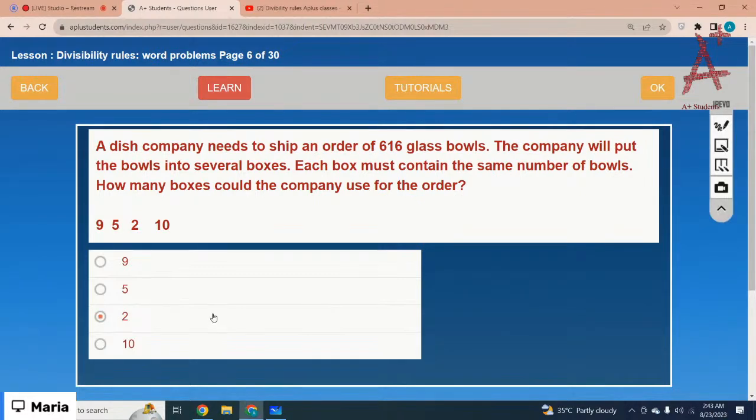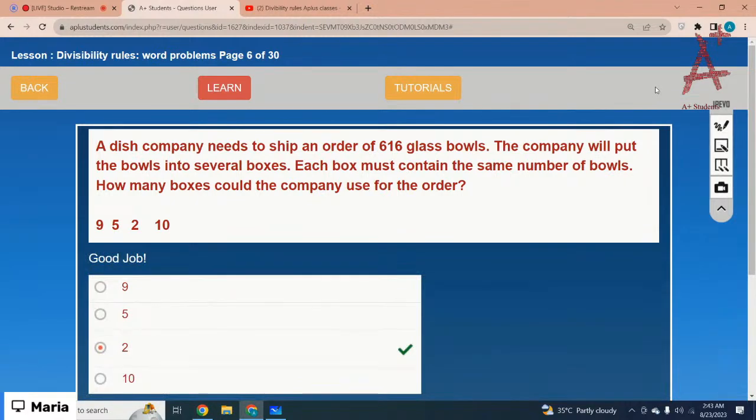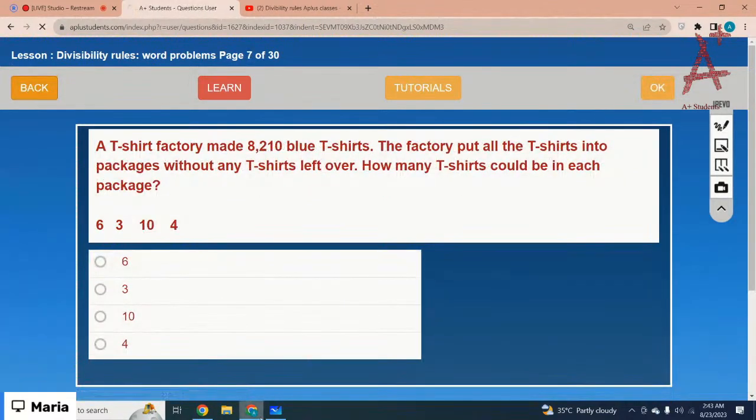Just keep the divisibility rules for these numbers in your mind, right? We are done with the lesson. You can complete the lesson by yourself later today.